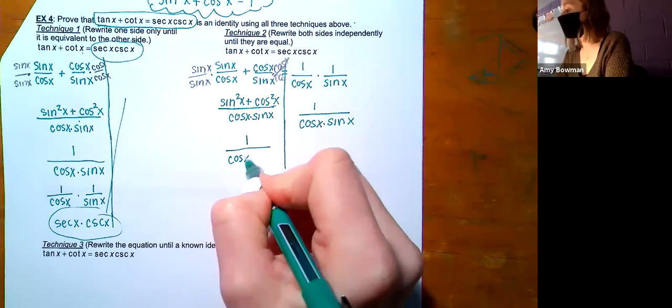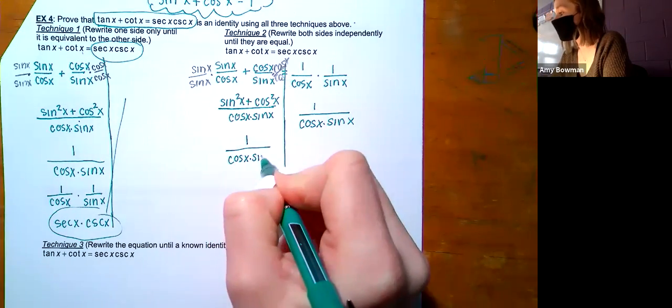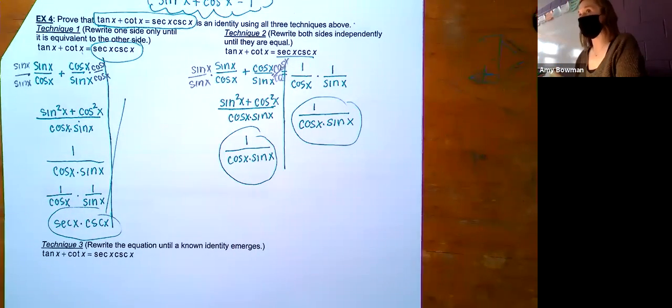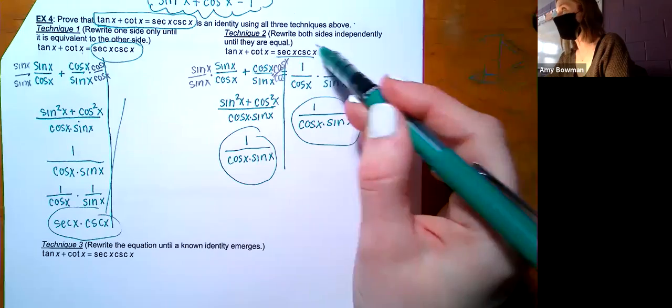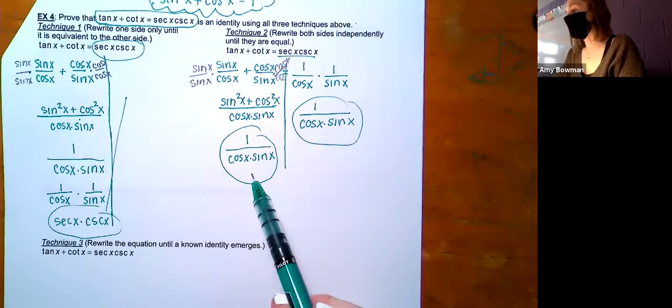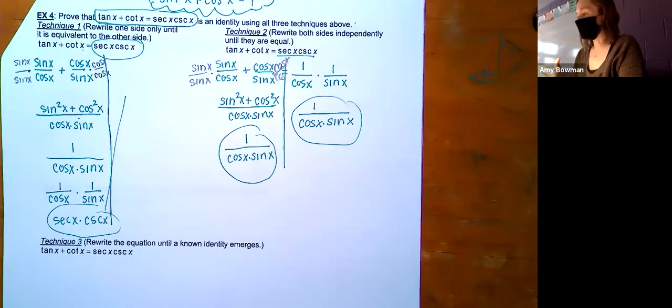So I didn't actually go the full process of making the left-hand side look like secant of x times the cosecant of x, but I slowly changed that one up a little bit until I get to a point where both of my sides have the same expression now. So this is why I like this one the best, because it just kind of shortcuts it a little bit.